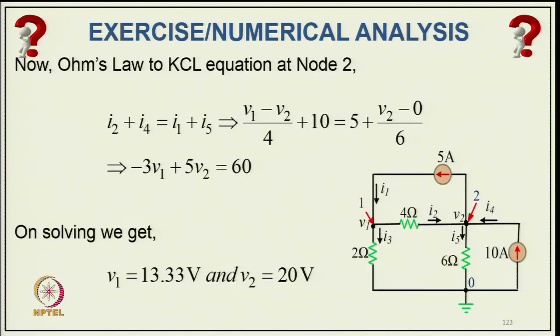Similarly, applying Kirchhoff's current law at node 2, I2 plus I4, that is the current from the two sources, equals I1 plus I5. So, the current through the 4 ohm is (V1 minus V2) upon 4, plus 10, that is 5, plus V2 minus I6. So, you get another relation: 3V1 plus 5V2 equal to 60, and solving these two equations of V1 and V2, you get V1 equal to 13.33 and V2 equal to 20 volt.